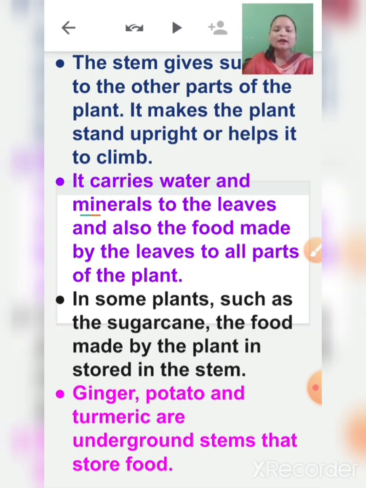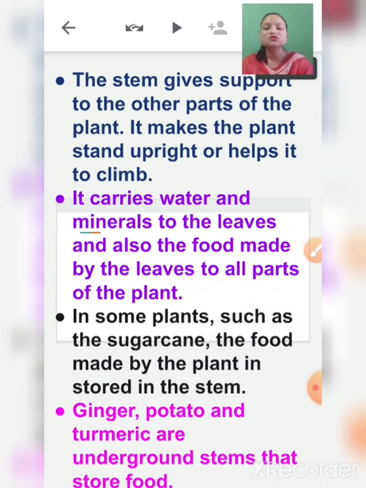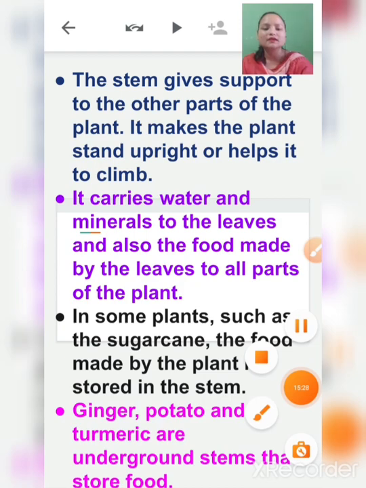Ginger, potato and turmeric are underground stems that store food. Okay, potato, turmeric, sugarcane, ginger. So they store food where? They store food in the stem.